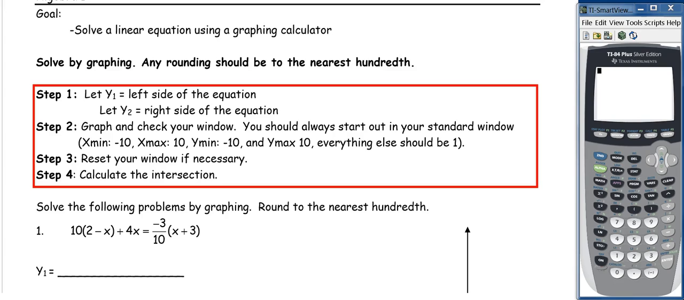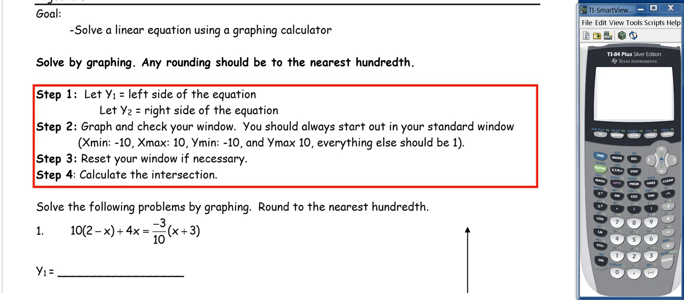This video is about solving linear equations using a graphing calculator. So sometimes when we solve for a variable, our answers do not work out to a reducible fraction, or they do not work out to a nice integer. So instead, we're going to use a graphing calculator to help us solve.